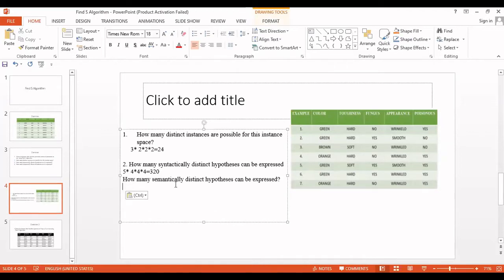So for the third one, how many semantically correct hypotheses are there? For that, you will take the first one, and for everything, you are going to add only 1. The reason is we are not going to consider null. So instead of 3, we will have 4. Instead of 2, we will have 3, and instead of this 2, 3, and for this 2, 3. Finally, we will add 1, because you are going to reject everything. So what is the value of this? 4 multiplied by 27 is 108, plus 1, that is 109.